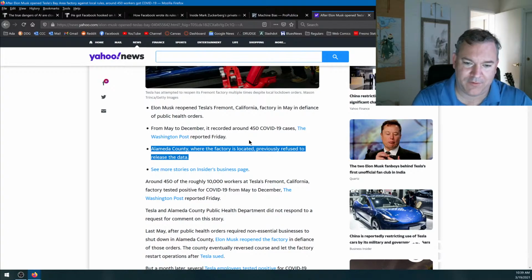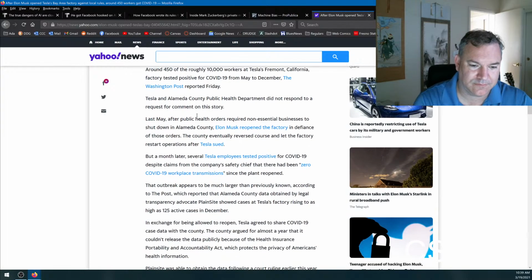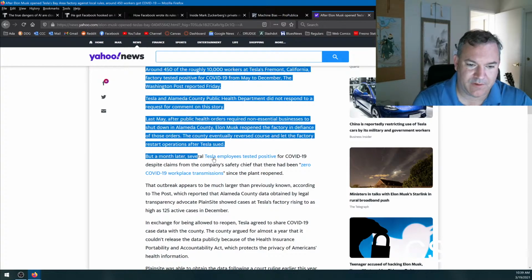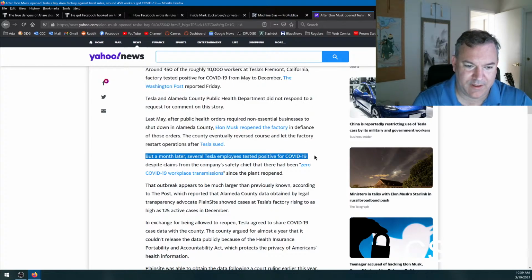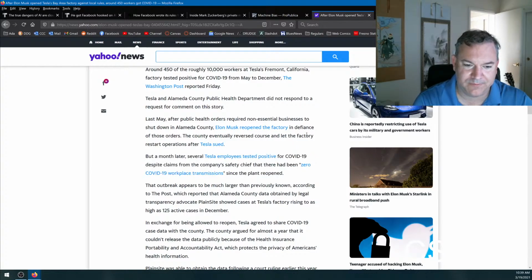Alameda County previously refused to release the data. Elon Musk in an interview said, people are going to die sometimes. The county reversed course after Tesla sued them. Several employees tested positive for COVID-19, despite the company's claims there had been 0 workplace transmissions.